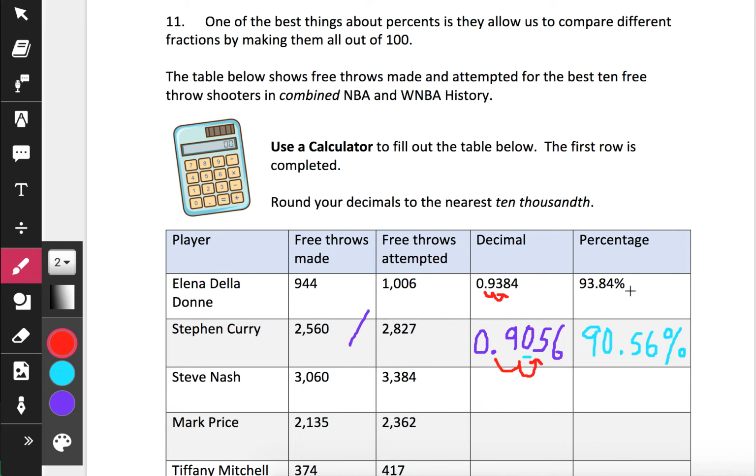So those are 3 different ways you can find percents from fractions. Stack it up to a denominator of 100, back it up, then stack it up to a denominator of 100, or use long division to get a decimal and then convert that decimal to a percentage.